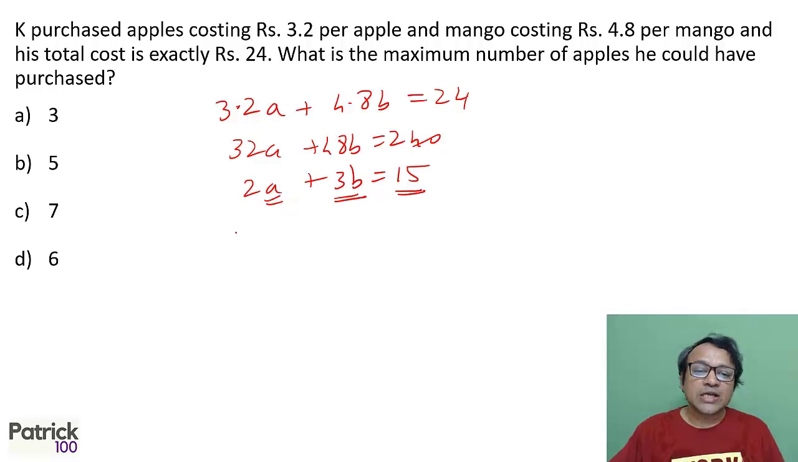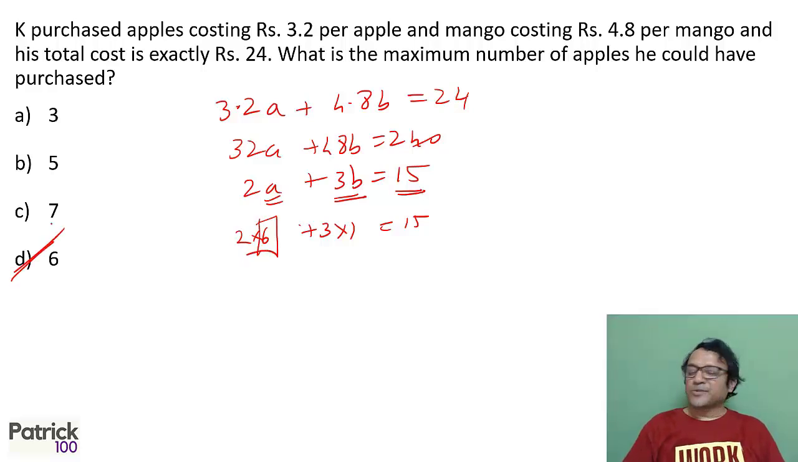So let me put 6 and check out. 2 into 6, 12, plus 3 into 1 will give you 15. Satisfies. Right. So the maximum number of apples is 6. D option. You can use the options as students also to check out. There are many other ways of solving it. This is one way of solving.